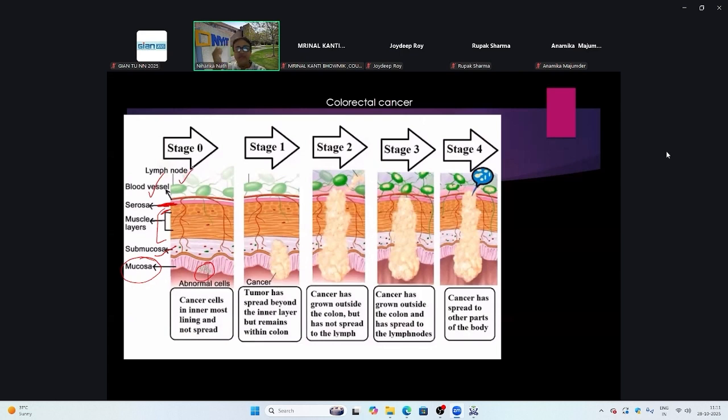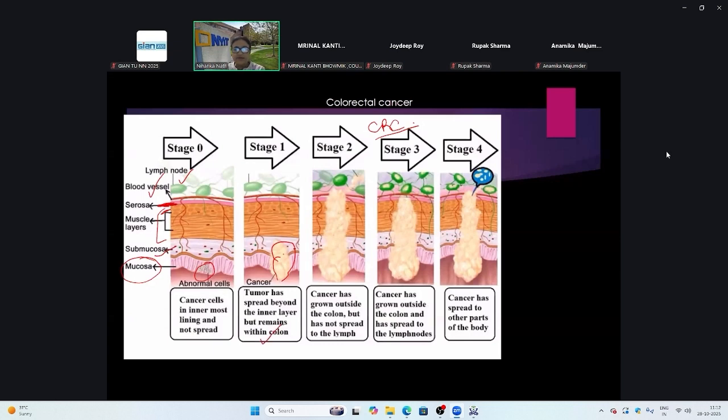So the same thing I'm explaining again. Here's your abnormal cells. Abnormal cells have passed. Forget the basement membrane. It is way past that. So in stage one, it has way past the basement membrane. And so now we're talking about colorectal cancer. The previous picture was also with colorectal cancer.